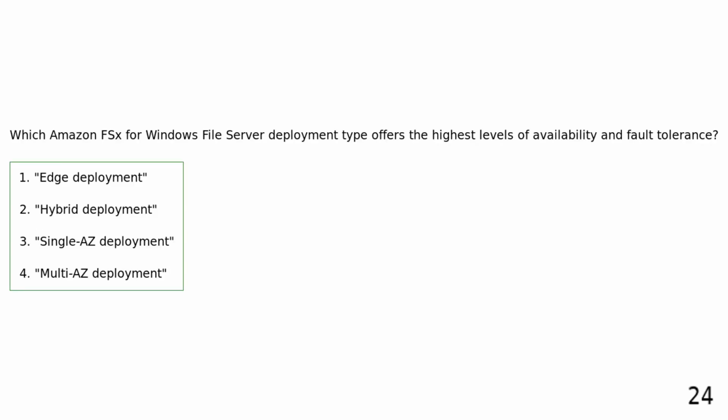Which Amazon FSx for Windows File Server deployment type offers the highest levels of availability and fault tolerance? Edge deployment. Hybrid deployment. Single AZ deployment. Multi-AZ deployment. A multi-AZ deployment for Amazon FSx for Windows File Server offers the highest levels of availability and fault tolerance by replicating data across multiple availability zones.